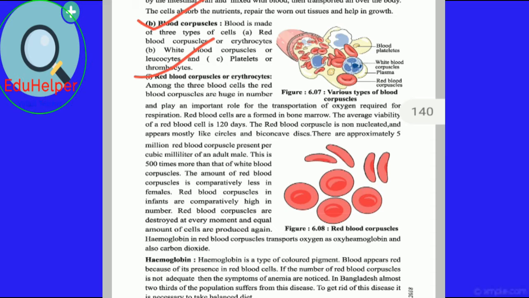Red blood cells are formed in the red bone marrow from hematopoietic stem cells in a process known as erythropoiesis. In adults, about 2.4 million red blood cells are produced each second. The normal red blood cell count is 4.5 to 5 million per cubic millimeter. Red blood cells have a lifespan of approximately 100 to 120 days.